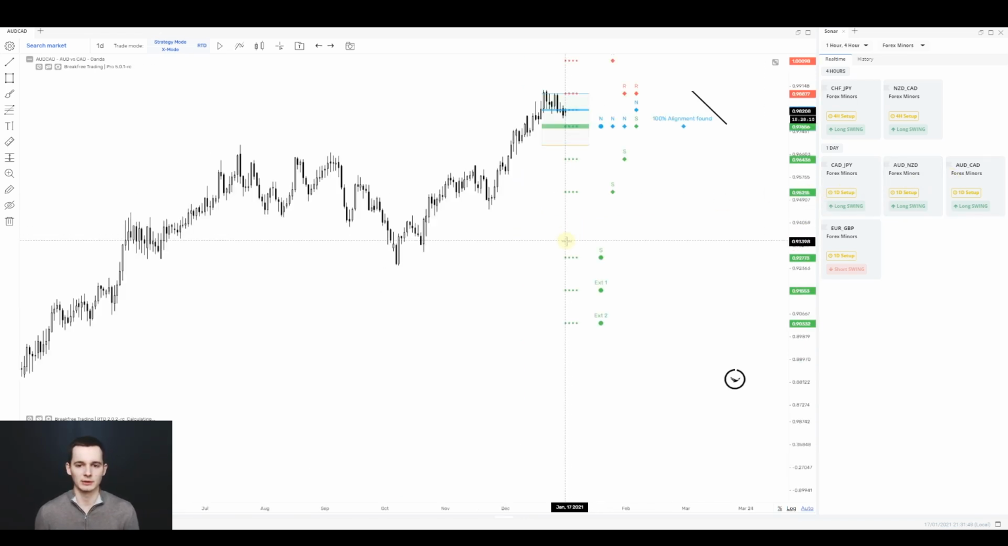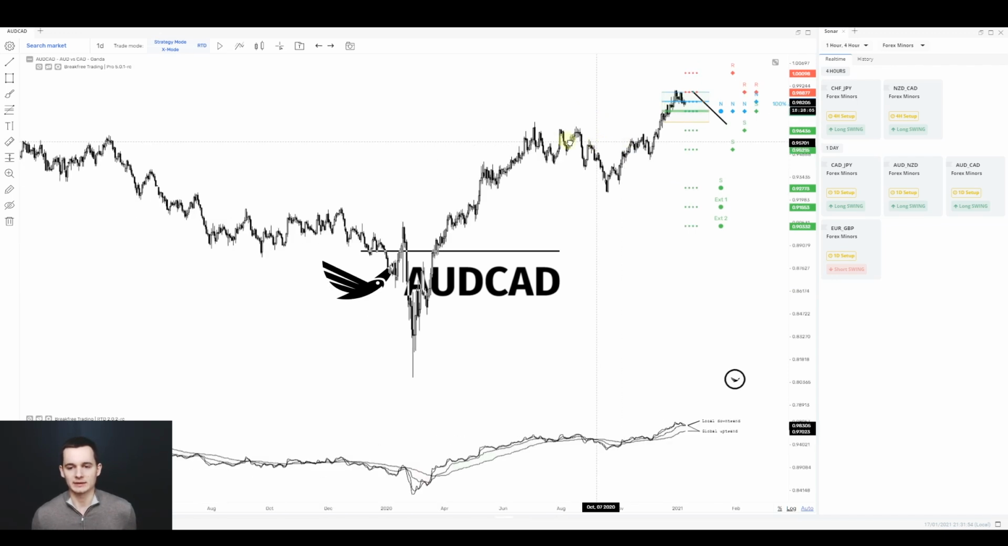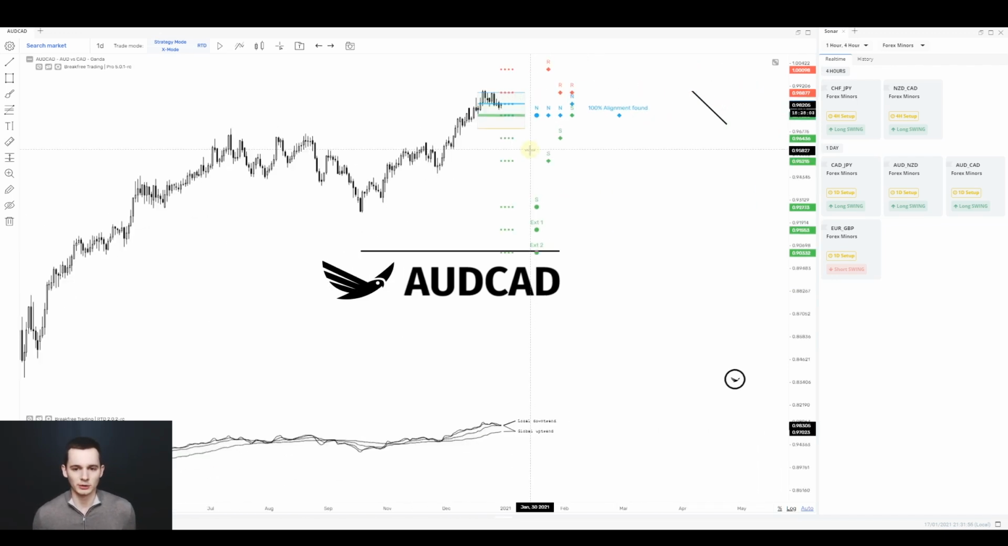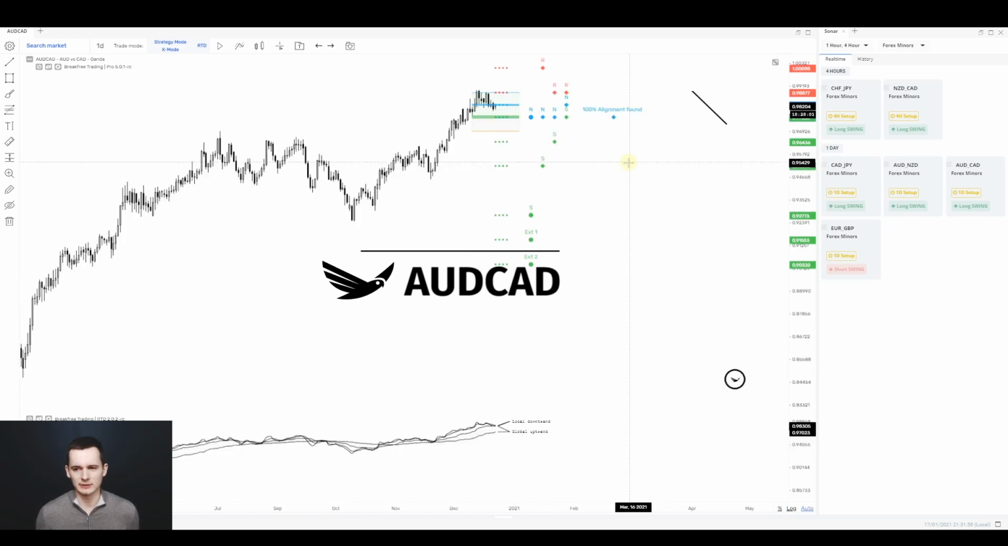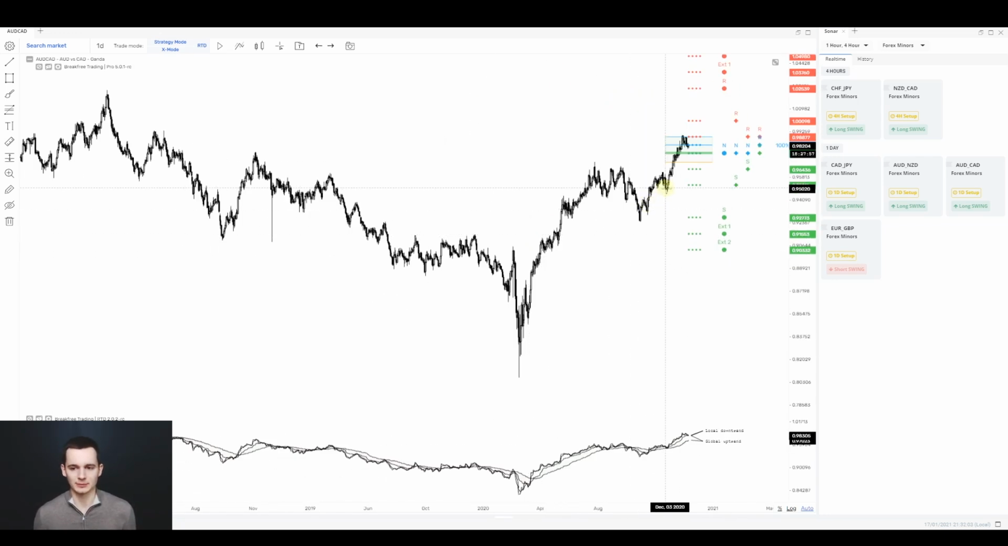This is also a long setup, very similar to the previous one, but I do like AUDNZD a lot more with the entry and everything. So AUDNZD I do prefer over this one. But yeah, this one, if you set this one up, I'm sure it'll be a winner too. They kind of move the same, but I do like the way AUDNZD looks. It just looks a little cleaner.